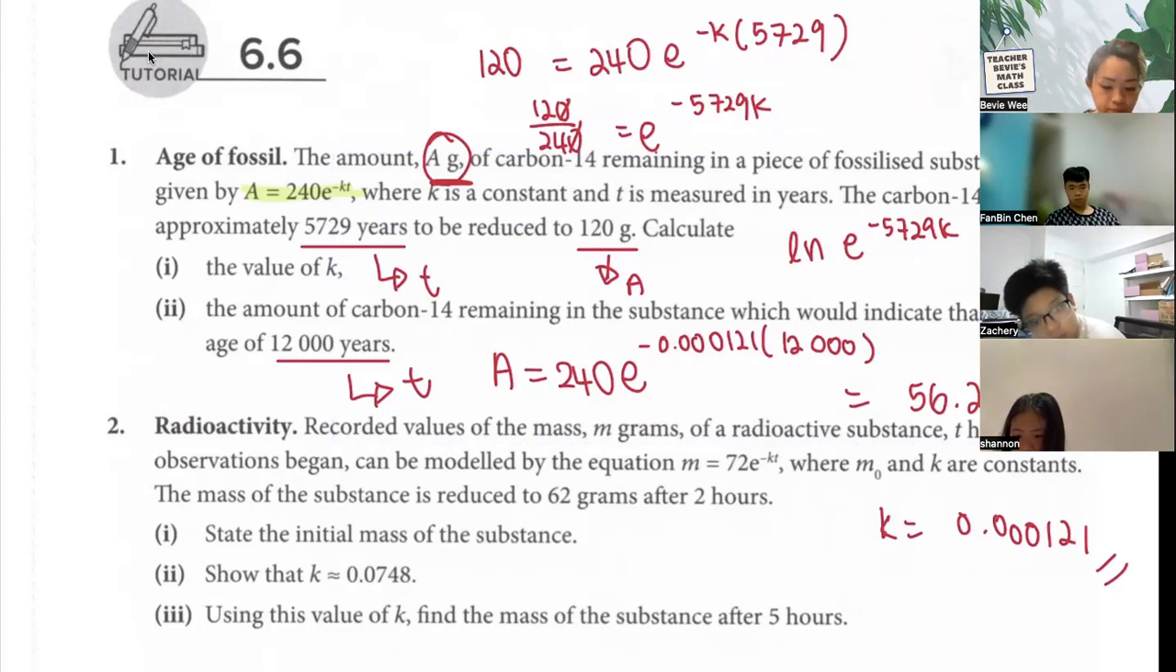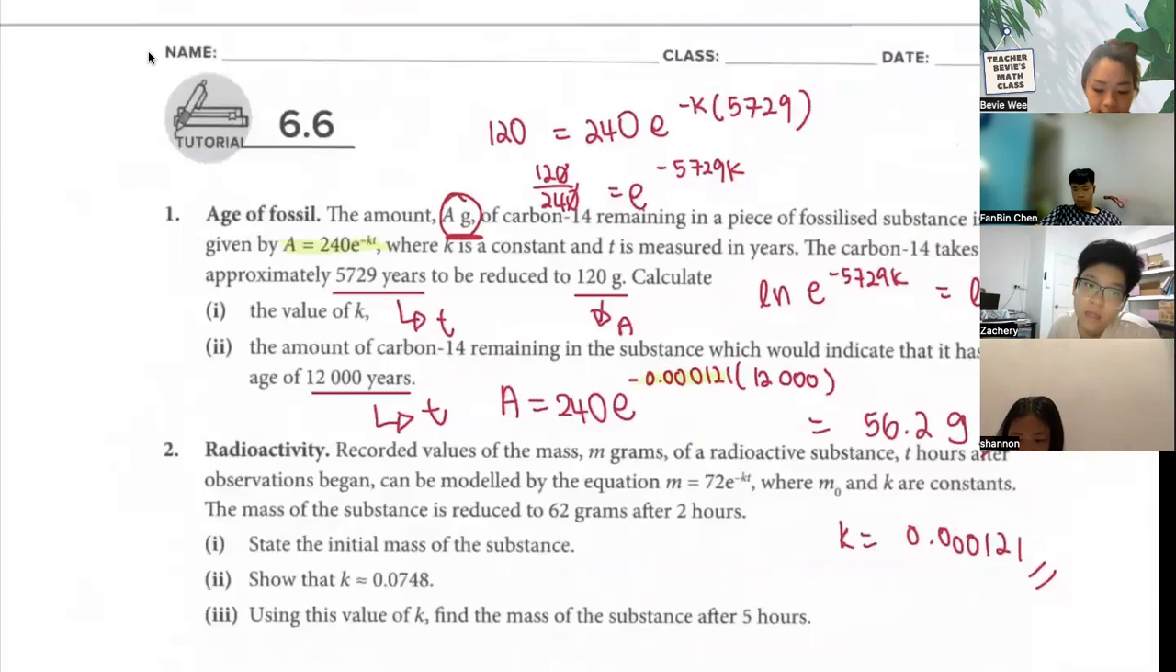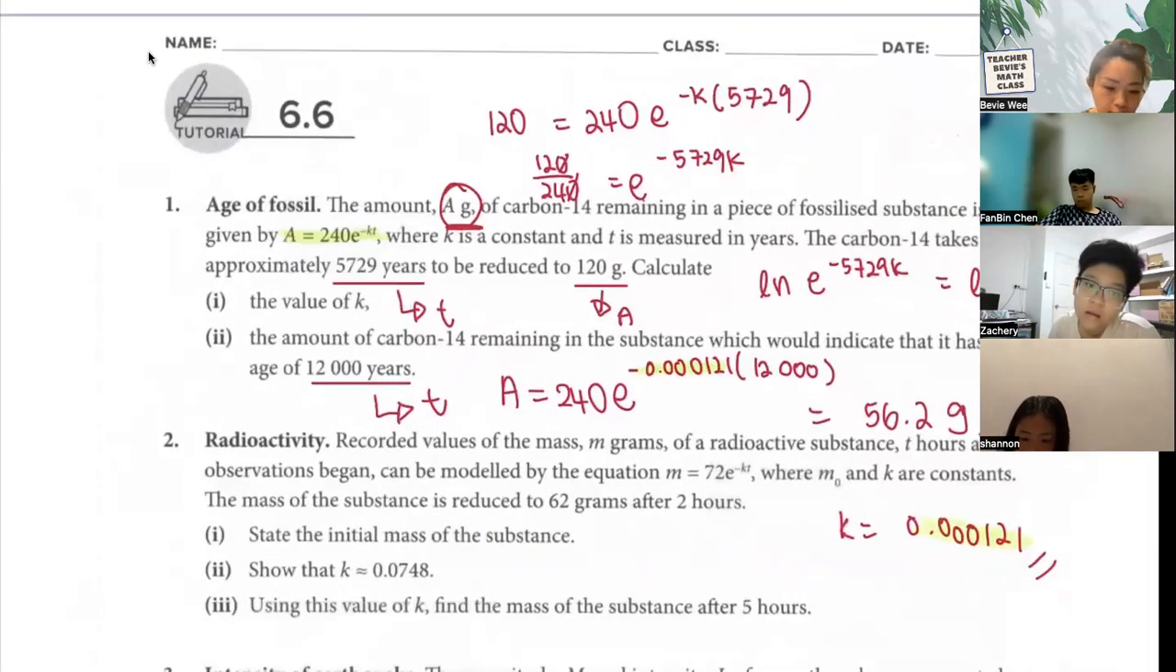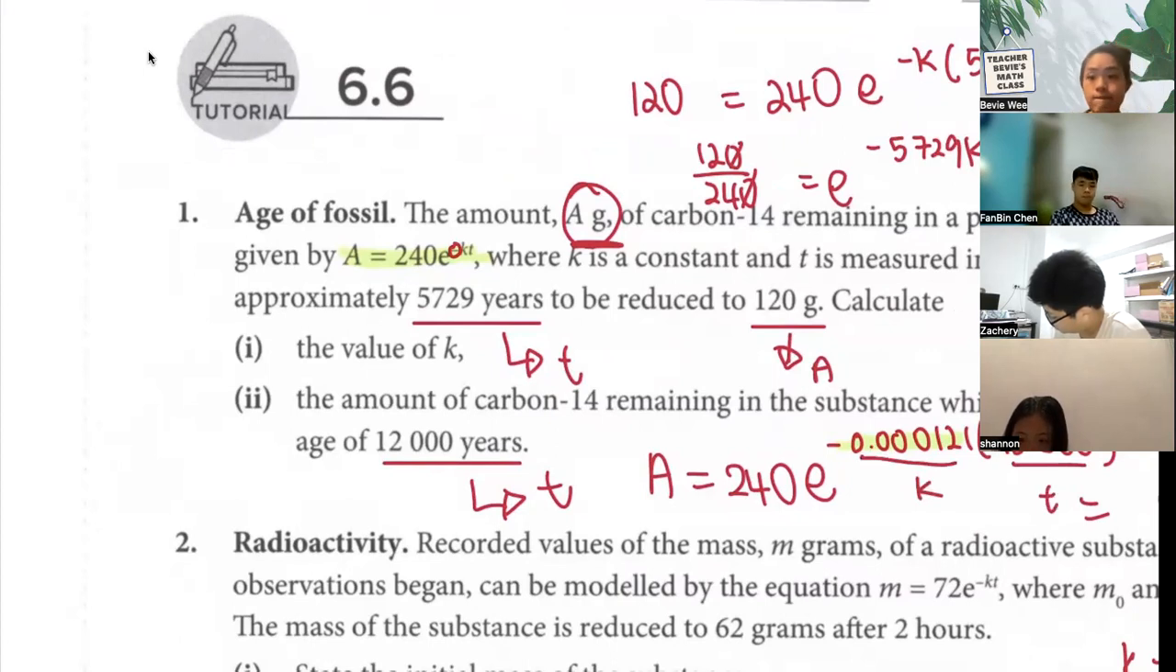Why do you use negative 0.000121? Because the formula is e to the power of minus KT. My K is this one, so there is a negative here already. This is my negative KT. Then after that, I just press the calculator. I don't need to manipulate anything here because my A is already standing alone.